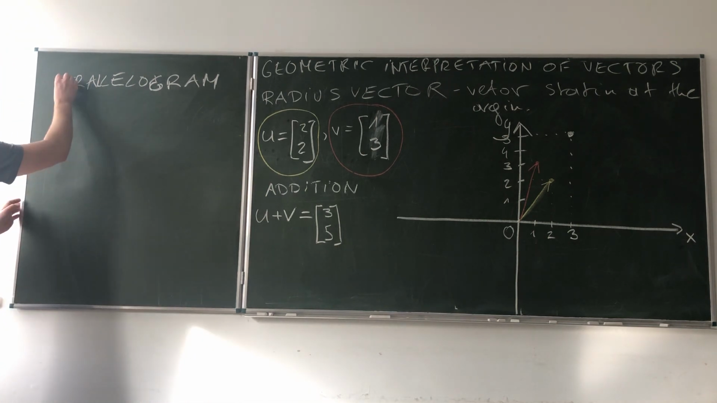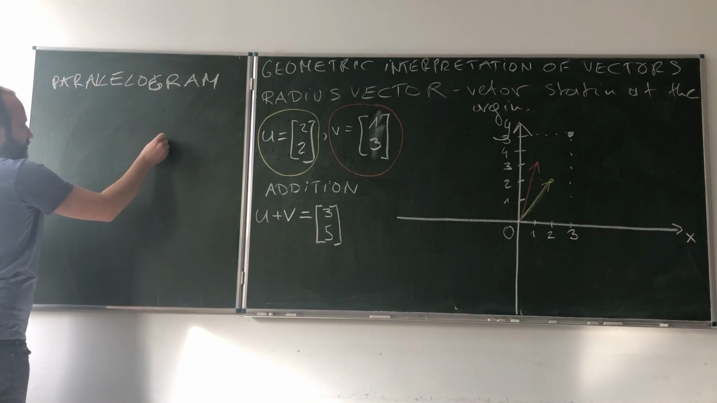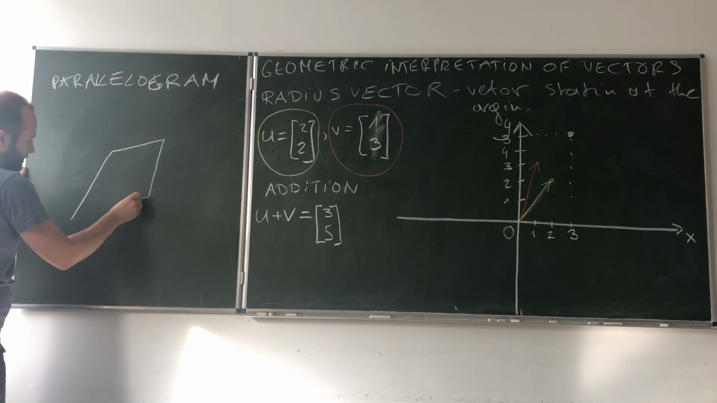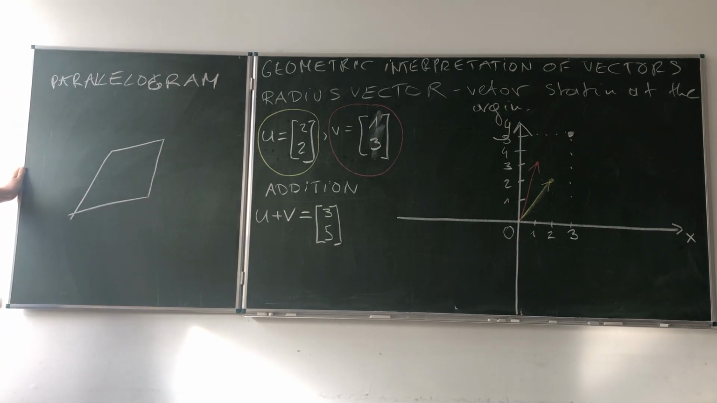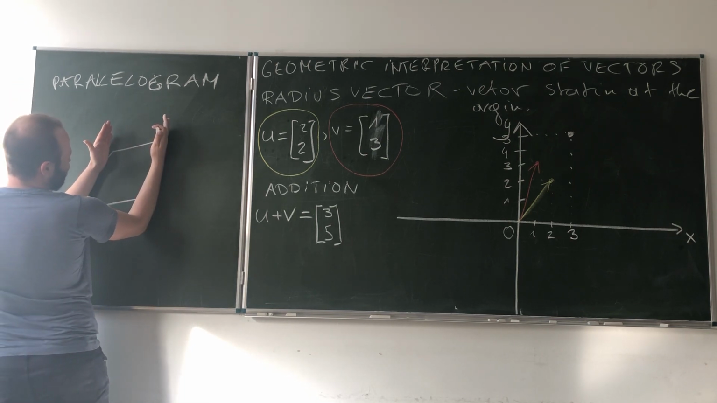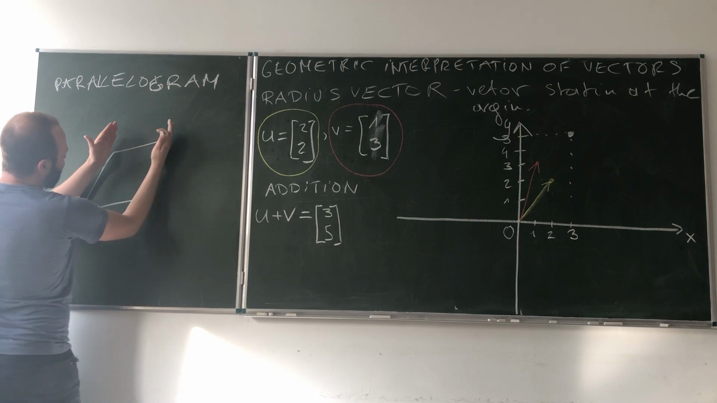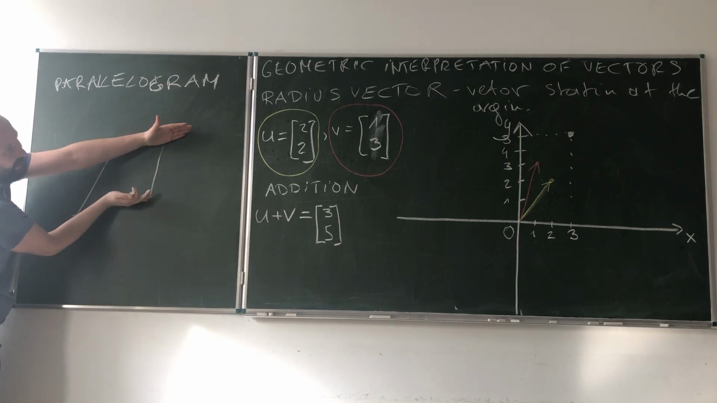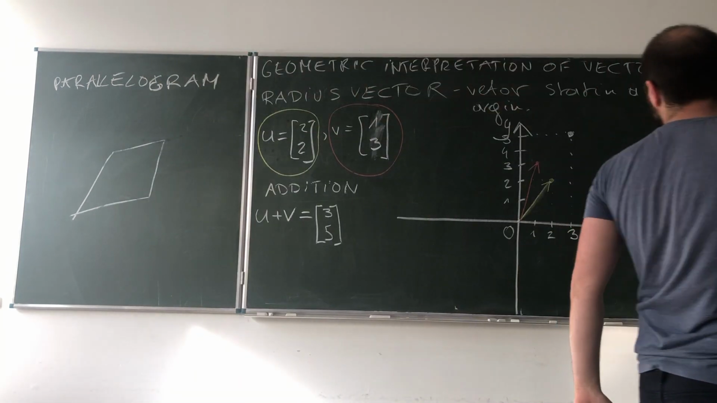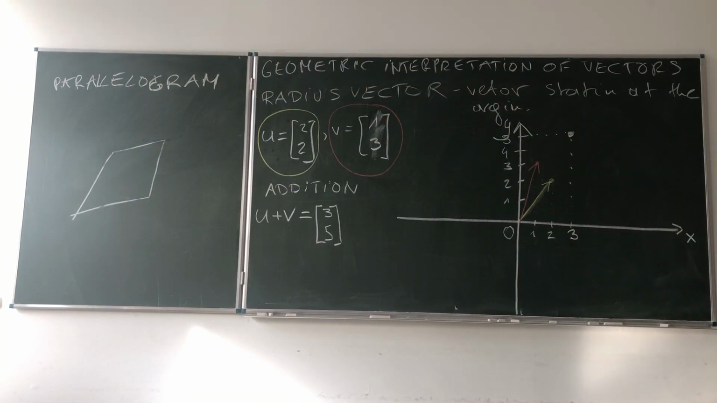Parallelogram is something that you know very well from high school. Something that looks like this. But on a condition that those two sides are parallel, just as well as those two sides are parallel. And we will use parallelogram to create this new vector 3, 5. Okay, how do I do it?